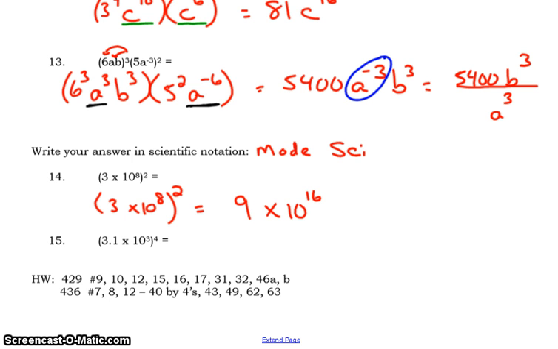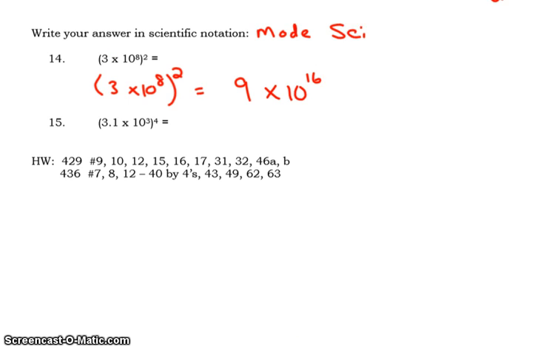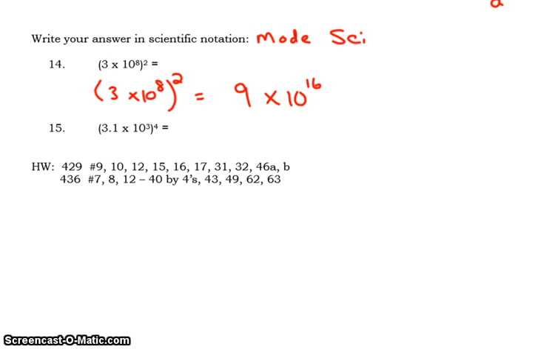So in number 15, again, you're just going to enter it in your calculator exactly the way that you see it. 3 in parentheses, 3.1 times 10 to the 3rd. Close your parentheses and give it another exponent of 4. And you should come up with 9.23521. And it says E13, which means times 10 to the 13th.